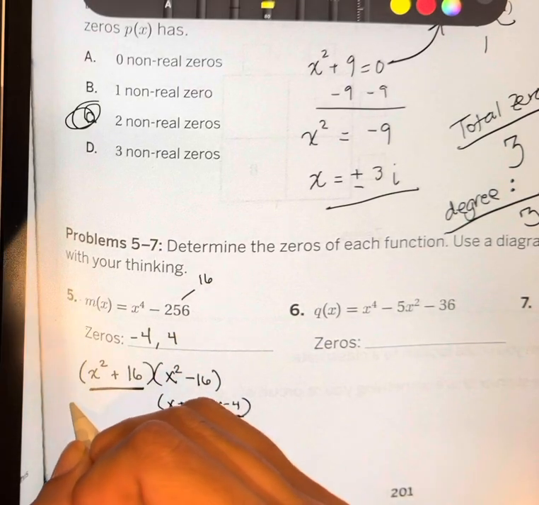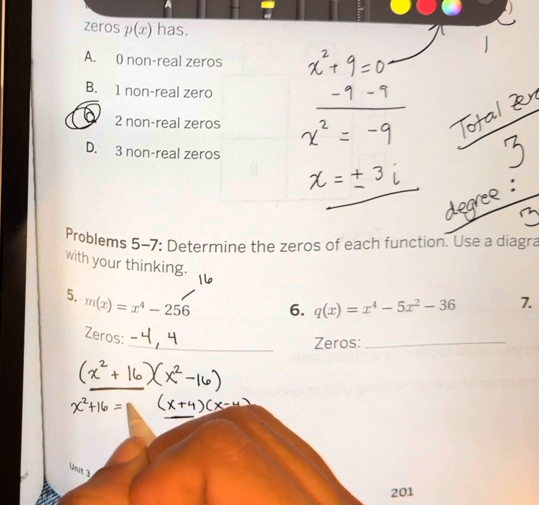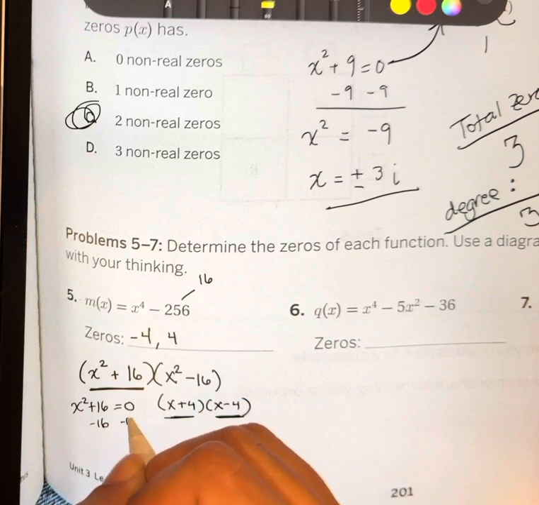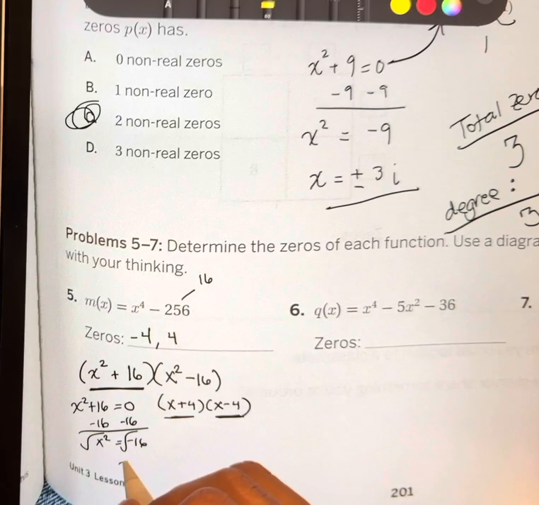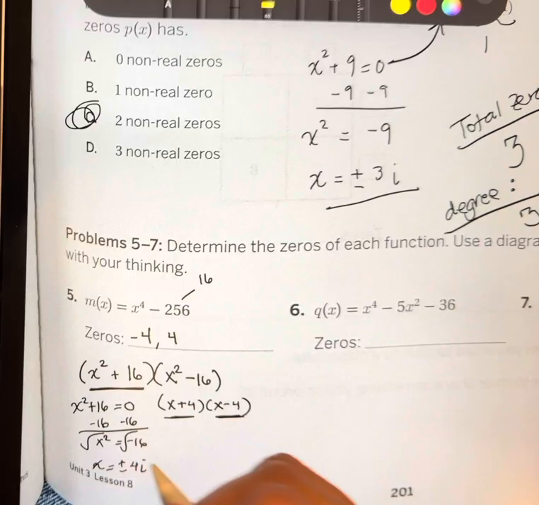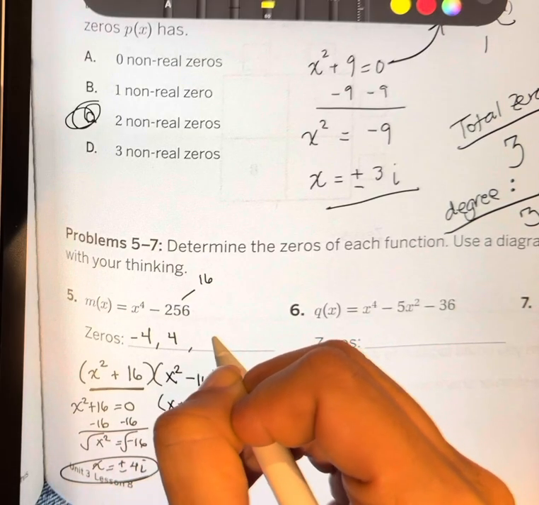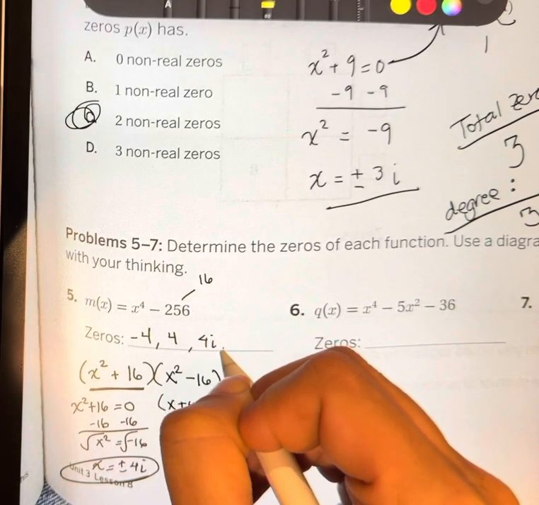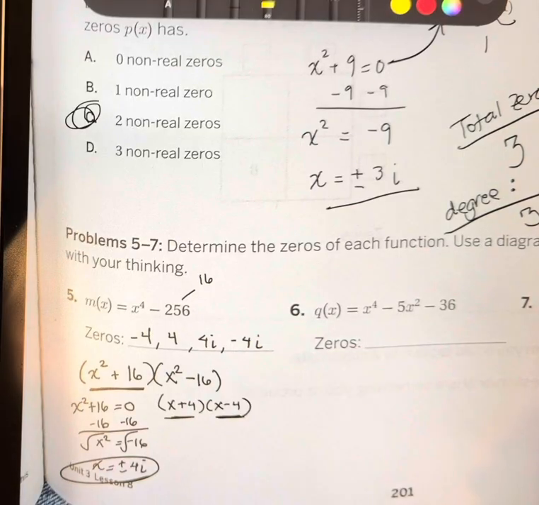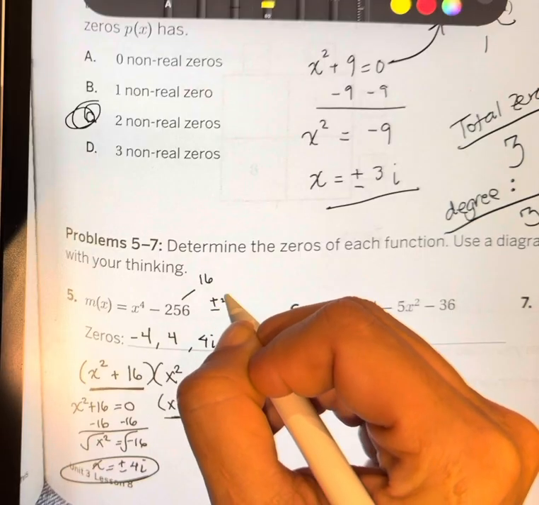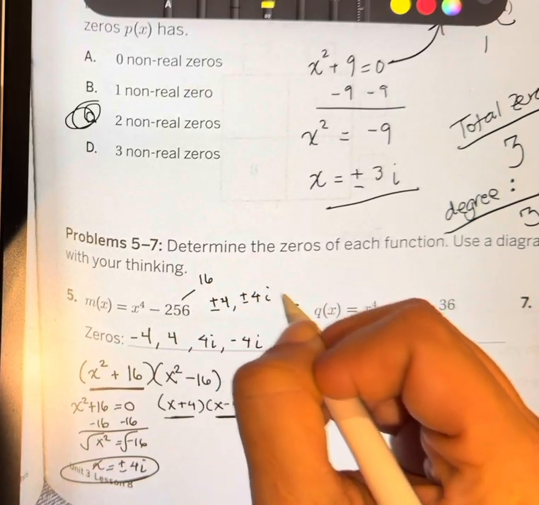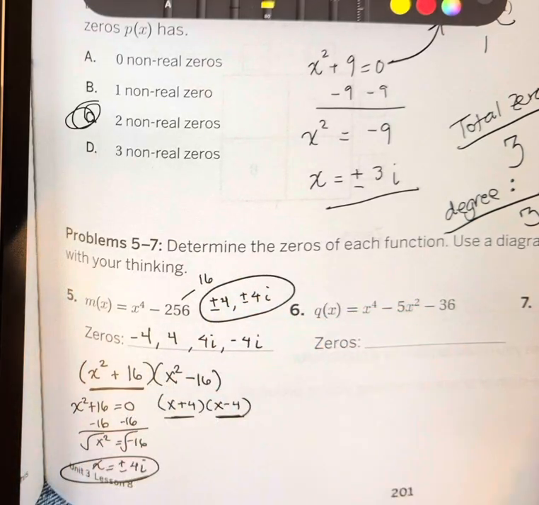And then from here, I know that if I subtract the 16s and square root both sides, I will get 4i plus or minus. So 4i and -4i. All right. Now I could have written this a little shorter as plus or minus 4, plus or minus 4i. That's the same thing as this. Either way, these are all the zeros.